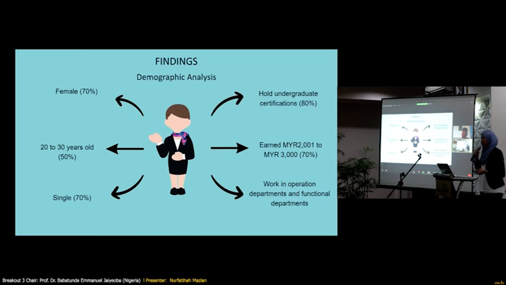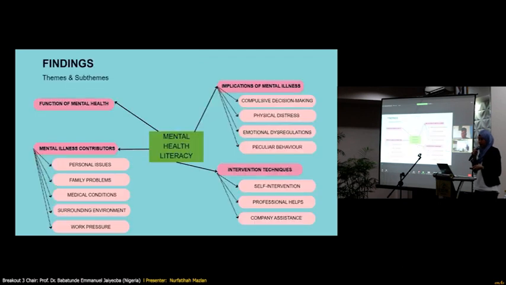As for the findings, the majority of informants are female, single, hold undergraduate certifications, earn 2,001 to 3,000 Malaysian ringgit per month, and work in various operational and functional departments. Half of them are aged 20 to 30 years old. Based on this analysis, 4 main themes and 12 sub-themes emerged.